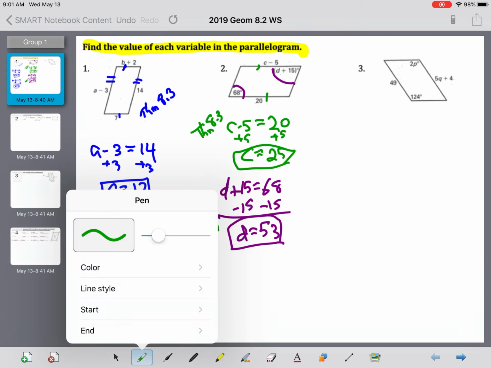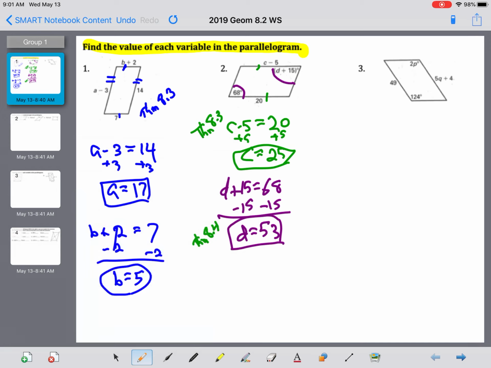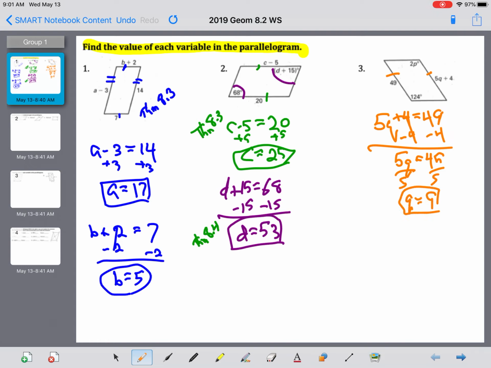Finally here, the next one. Again, looks like I got some Theorem 8.3 working, so 5q plus 4 equals 49. I'm going to subtract the 4 over. 5q equals 45. Divide by 5, and I get q equals 9. Okay, so again, that's Theorem 8.3.